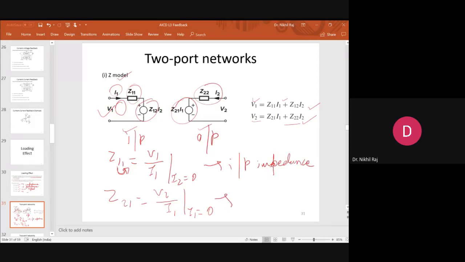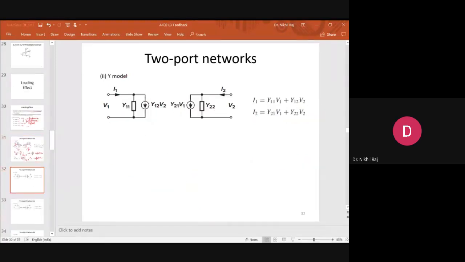What is Z21? Z21 is V2 by I1, sorry, and I2 is 0. So this also represents impedance, transfer of impedance from port 1 to port 2. We are moving from port 1 to port 2, so it is also an impedance unit, transfer of impedance happening. Based on this, we calculate Z11 and Z21, Z12 and Z22 based on substitution of I1 and I2.